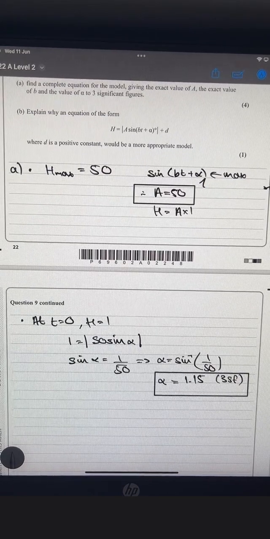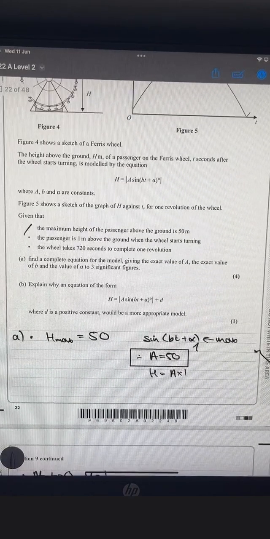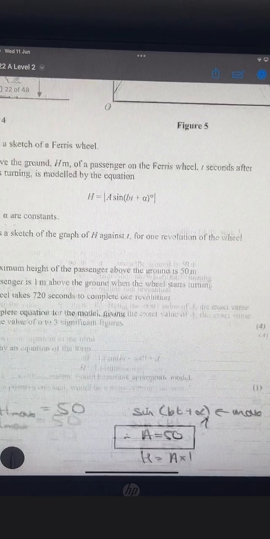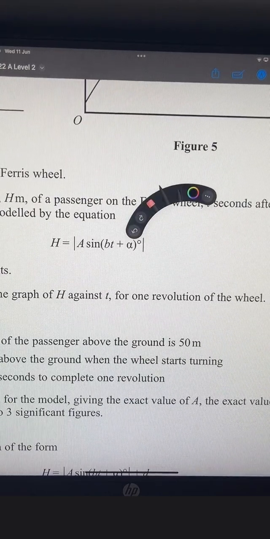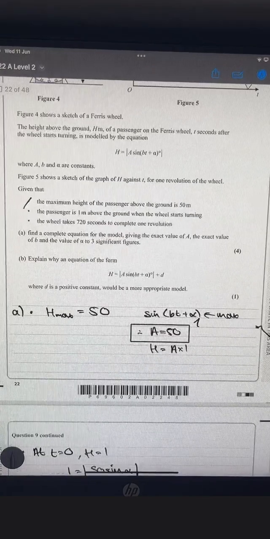Is this making sense so far? On the mark scheme, it is plus or minus 50, just in case you get negative answers and you do your equation a different way. Because notice, it is in the modulus function, right? So plus or minus 50 would be accepted for the answer there, because it's in a modulus.